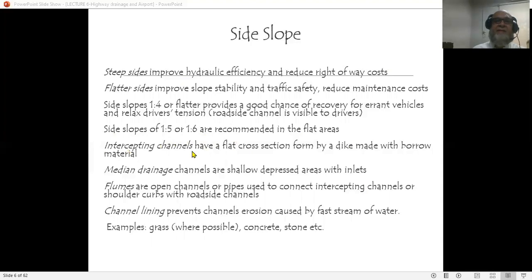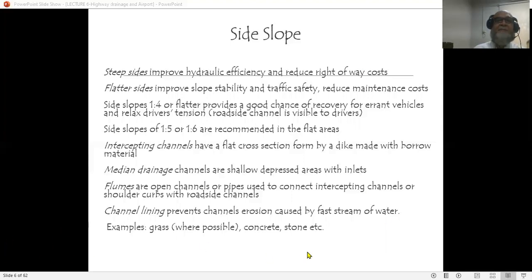Intercepting channels have flat cross sections from a dike made with the borrowed material. Hidden drainage channels are also shallow depressed areas within the inlets. Flumes are open channels or pipes used to connect intercepting channels or shoulder curbs with roadside channels. Channel lining prevents channel erosion caused by fast streams of water. Nowadays, the channel is also lined with a geosynthetic material, so not only does it make it waterproof, but it holds the sides of the channels, not allowing them to erode.